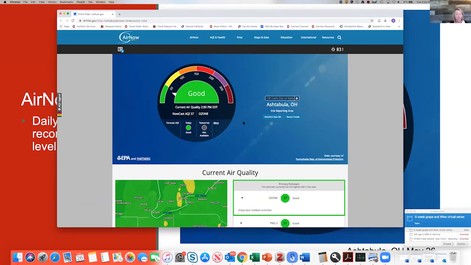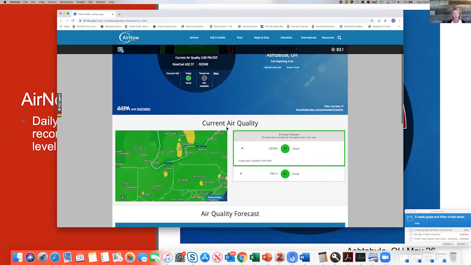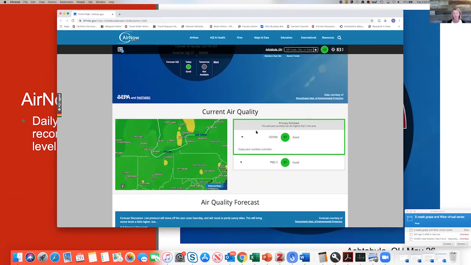So what you see here is you can type in your zip code, and then it gives you an outlook for the day. And if you look down, so this is current air quality, you can see that it's a 37, and this PM is pollution particles or material, and it's also good.